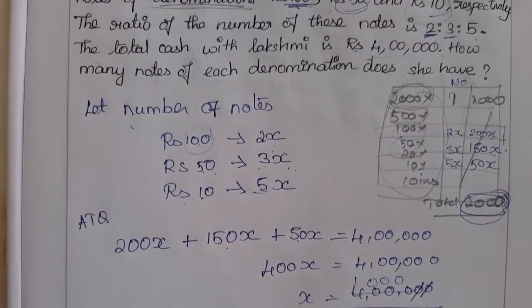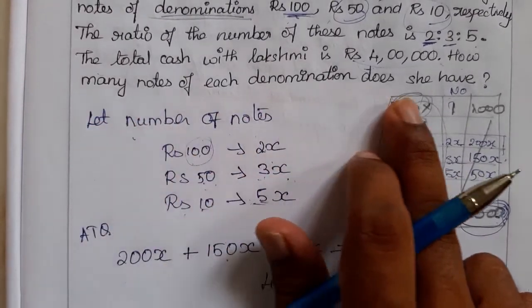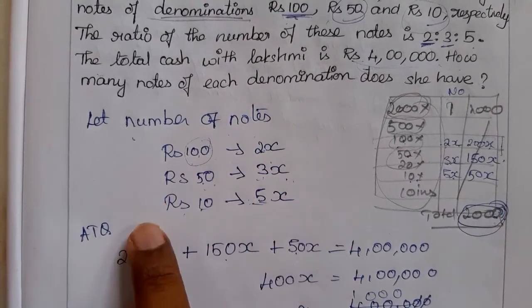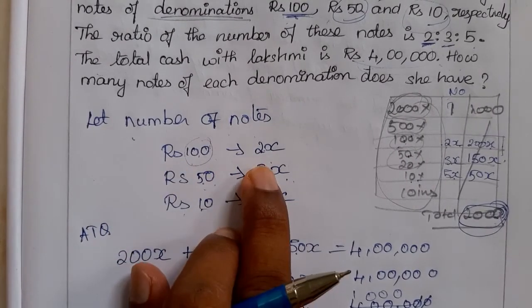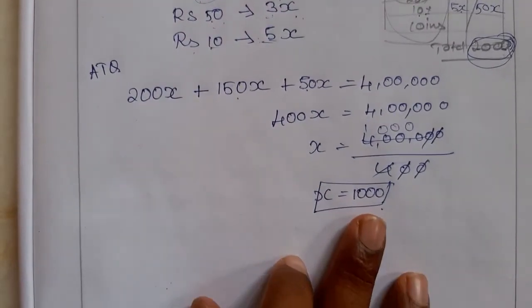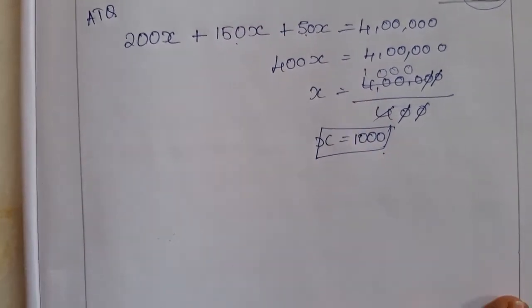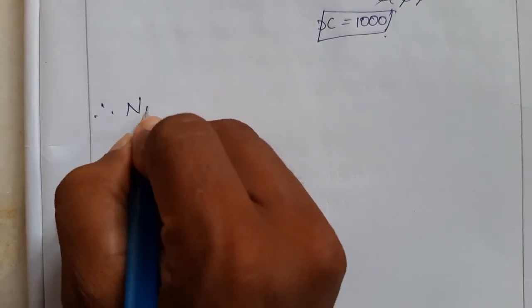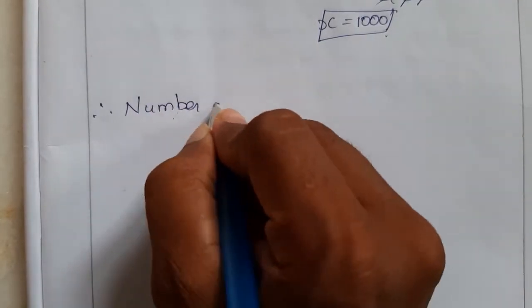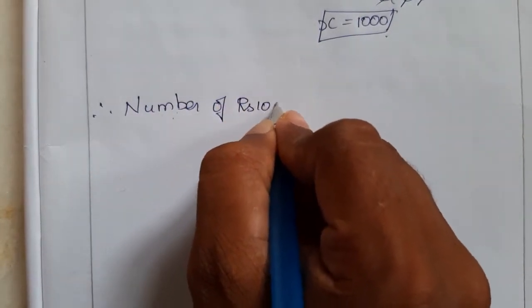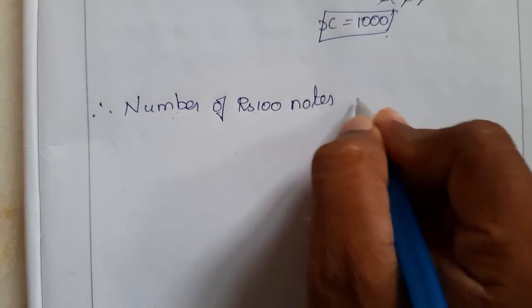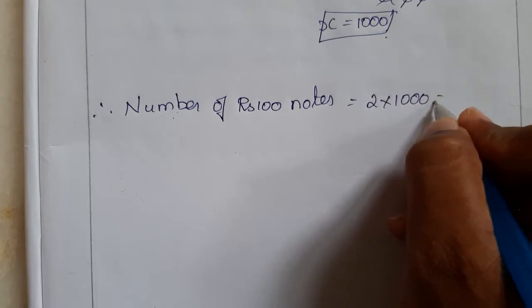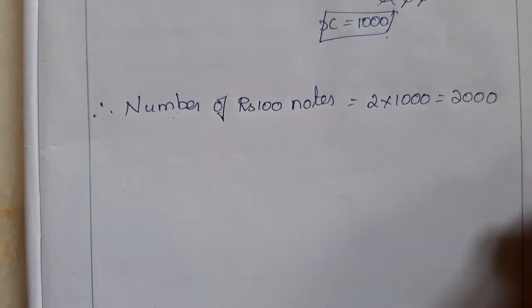But we have to find how many notes of each denomination she has. So how many notes does 100 have, 50 have, 10 have. So the 100 rupee notes have 2x, and x is 1000, so the number of rupees 100 notes is 2 into 1000, that is 2000 notes.